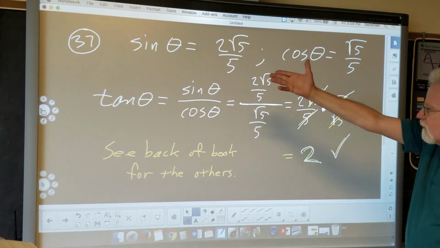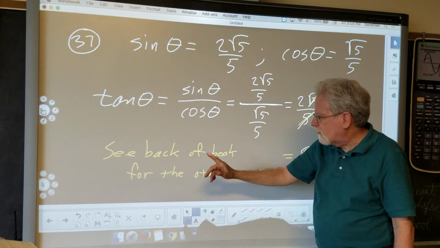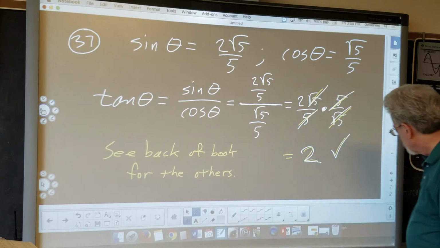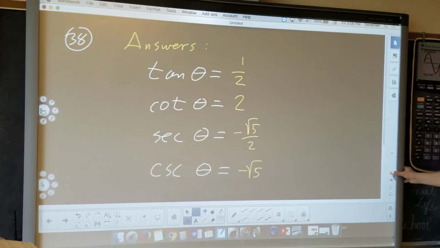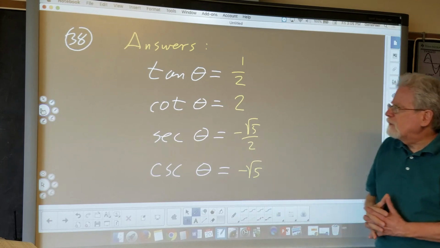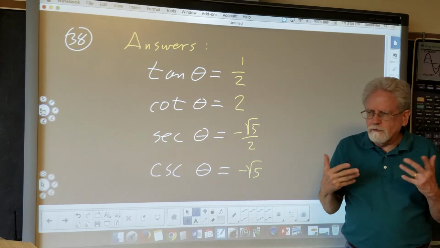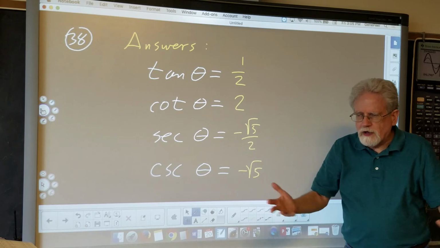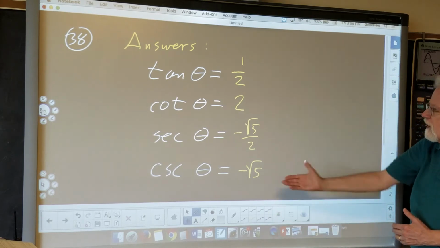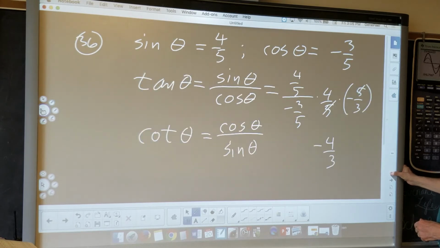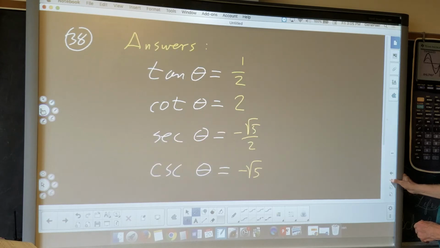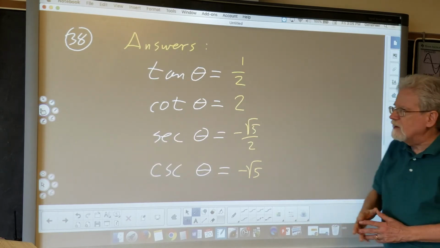This is number 37, it's one of the odds, therefore for the rest of the answers, just see the back of the book, please. Save a little time there. Oops, did I miss one? 38. Okay, here are your answers for 38. Breezing through the rest of these because I think they're all so straightforward that you should be able to handle this. If you did not get these answers, then look back at the procedures that I've shown you on these others, and once you're comfortable with that, try number 38 again and see if you can get these answers.